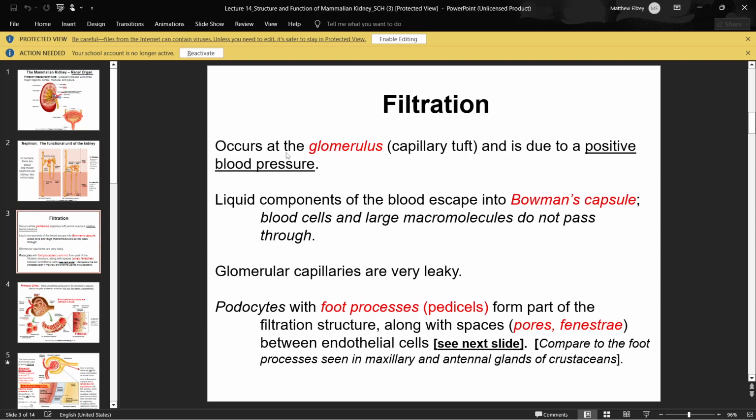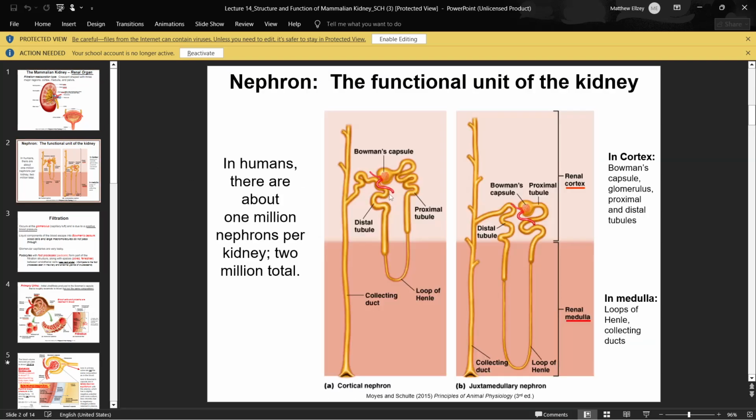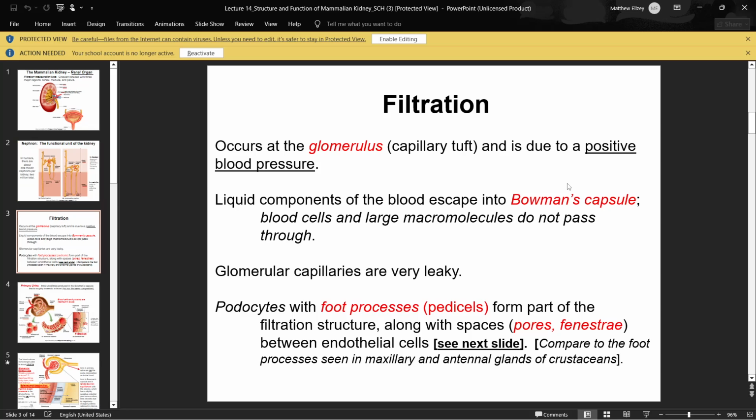Filtration. Yeah, so that's the big one, huh? It's the big one that we're learning about when we talk about the kidneys. Filtration occurs in the glomerulus, which is a capillary tuft. So it's a tuft of capillaries, and the filtration is basically driven by the positive blood pressure in the glomerulus. So liquid components of the blood escape out of this glomerulus into this round ball, this Bowman's capsule, where it's going to start being fed into the proximal tubule.